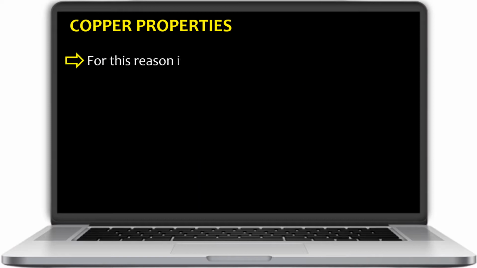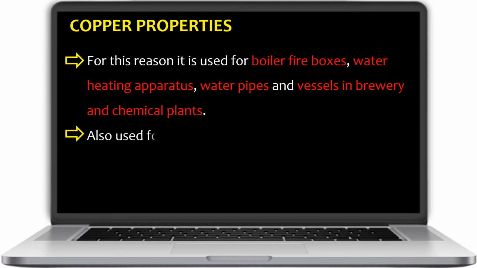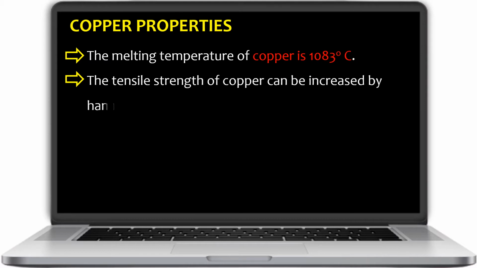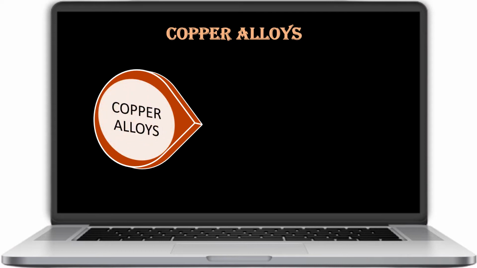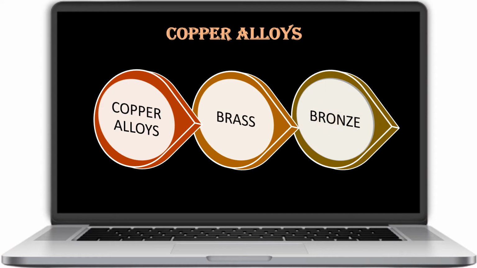For this reason it is used for boiler fire boxes, water heating apparatus, water pipes and vessels in brewery and chemical plants. Also used for making soldering iron. The melting temperature of copper is 1083 degrees Celsius. The tensile strength of copper can be increased by hammering or rolling. Copper alloy. This copper alloy is divided into brass and bronze. Let's see what is brass and its properties.